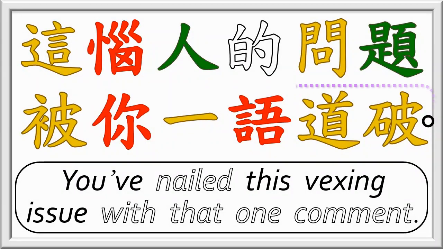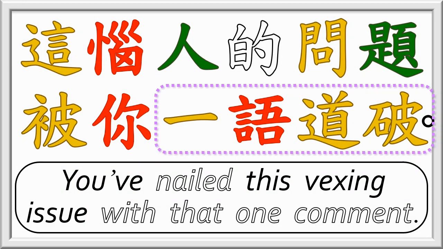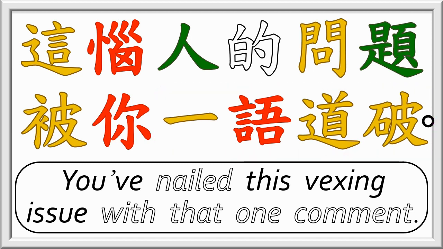A common idiom is 一语道破, which means to hit the nail on the head. Literally, to break through with one penetrating remark. 这恼人的问题被你一语道破。You've nailed this vexing issue with that one comment. Actually, this is a passive sentence. More accurately, but less naturally translated as, this vexing issue was nailed by you with that one comment.